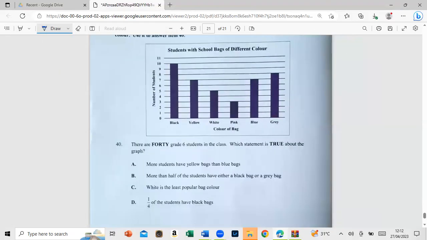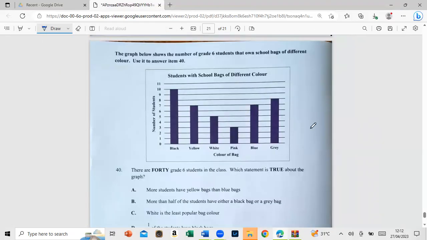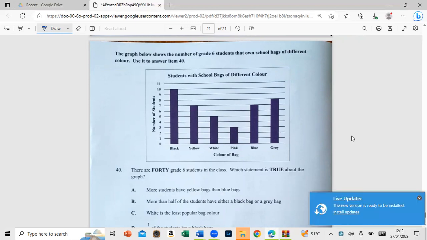Let's look at the last one. The graph below shows the number of grade 6 students that own school bags of different colors. Use it to answer item 40. There are 40 grade 6 students in the class. Which statement is true about the graph? Let me give you the colors.